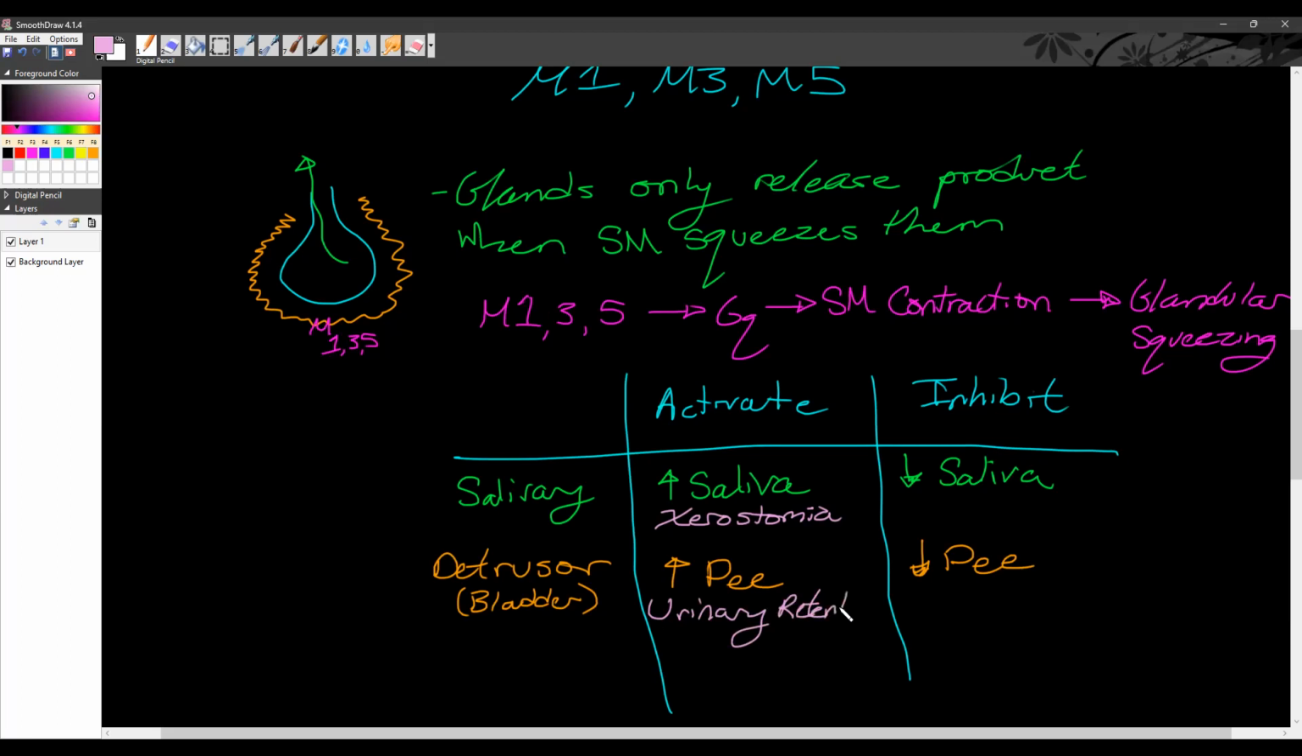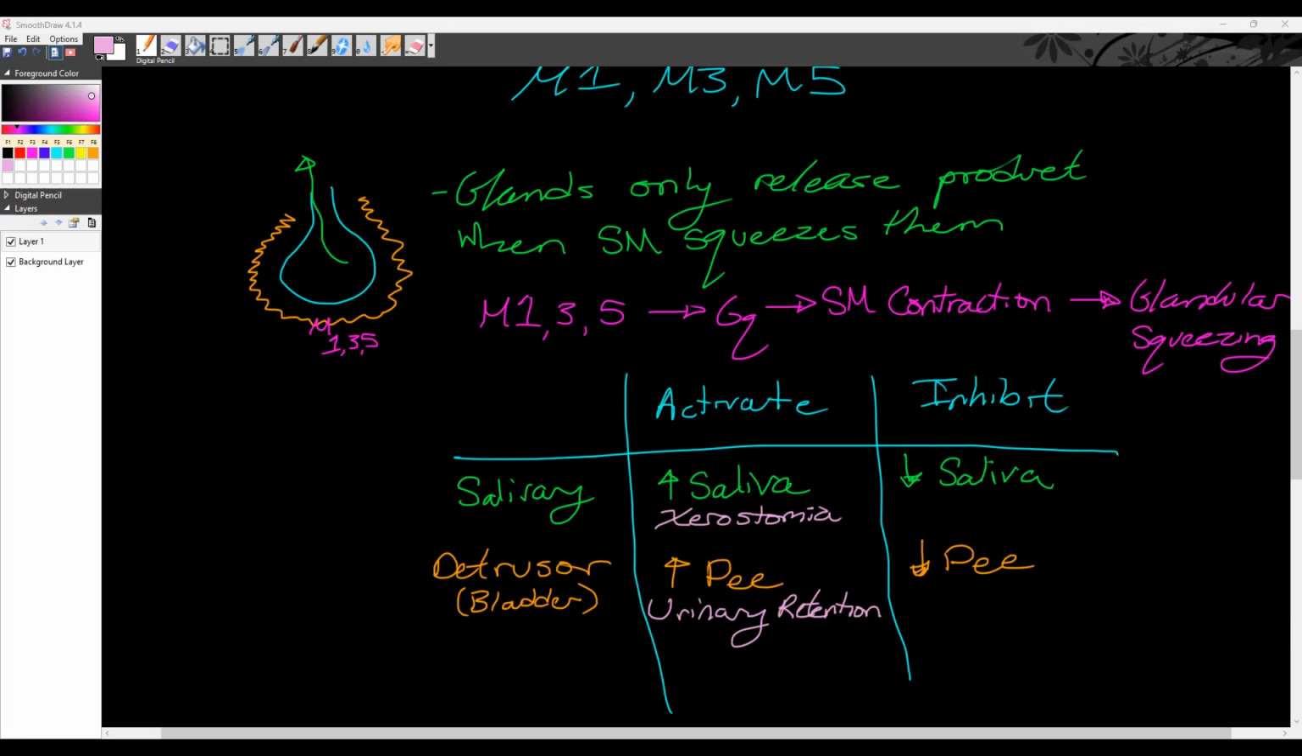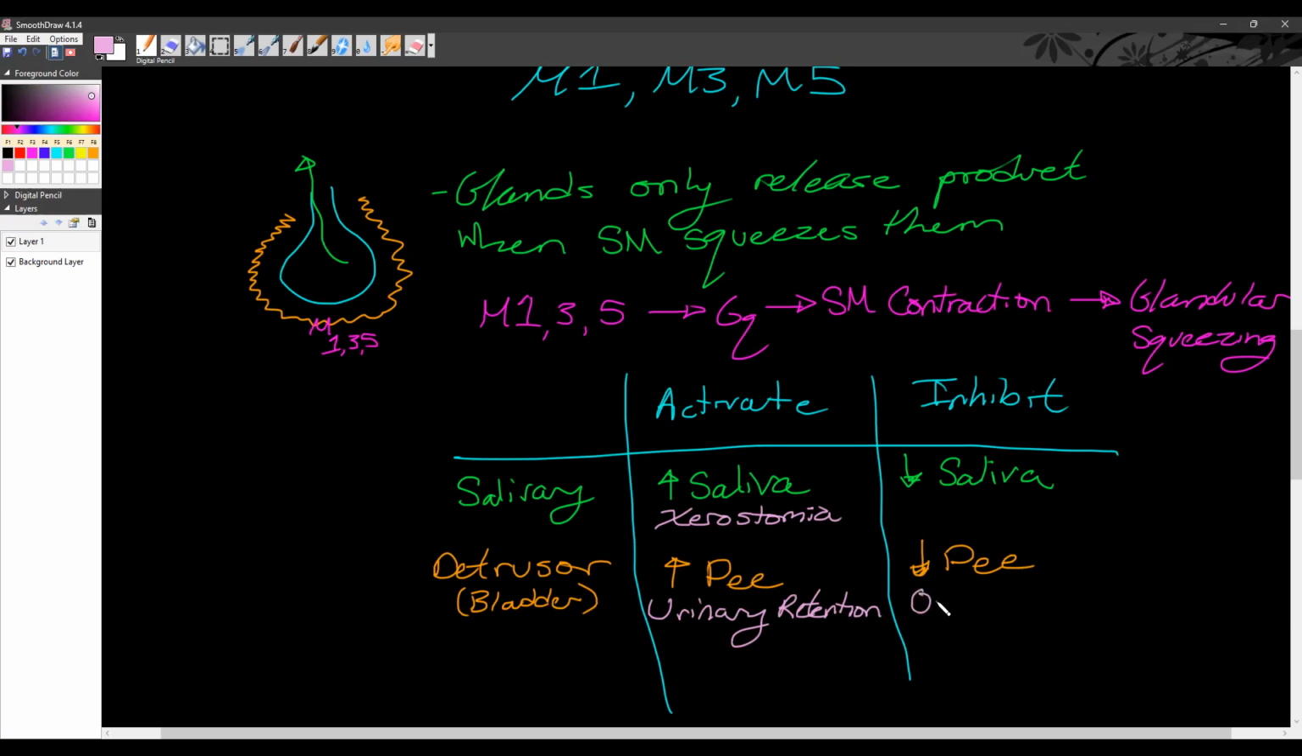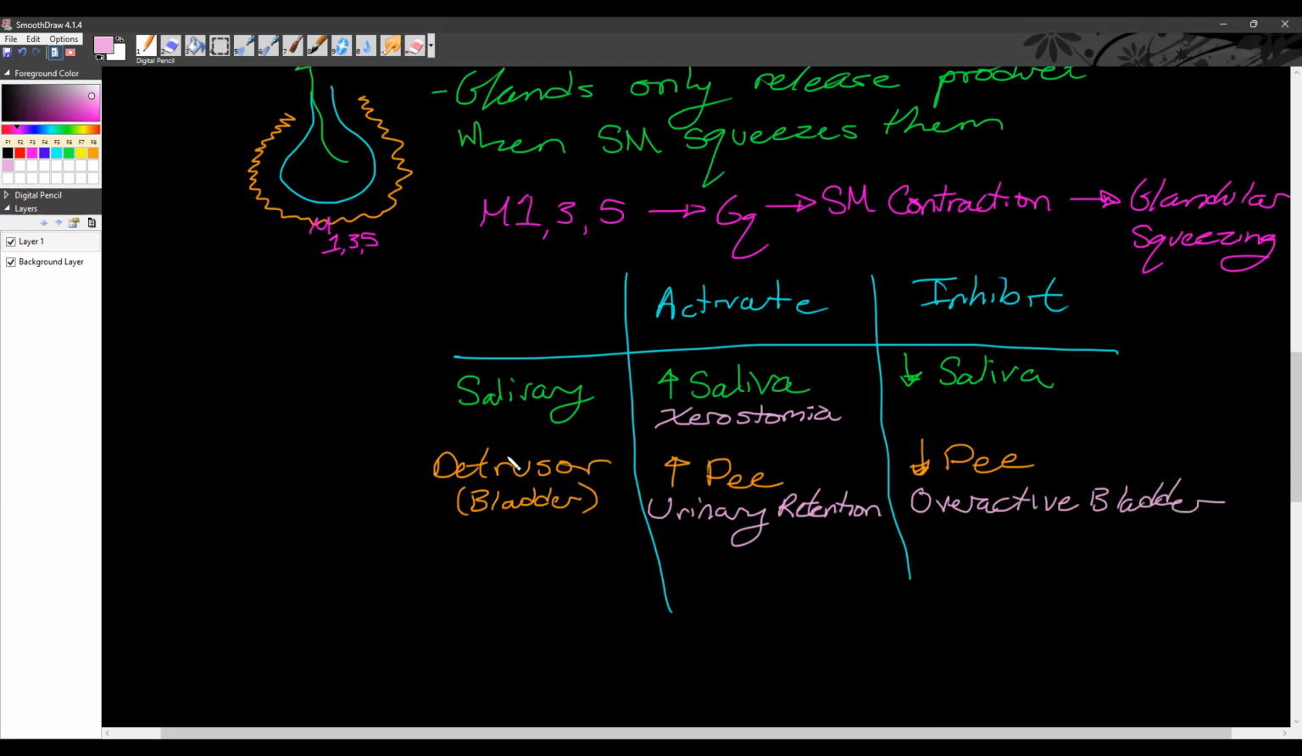Would there be a condition ever that we want to decrease the amount of pee? Overactive bladder. Very, very nice. And just so you have it very clear, here we are talking about muscarinic agonists, and here we are talking about antagonists.